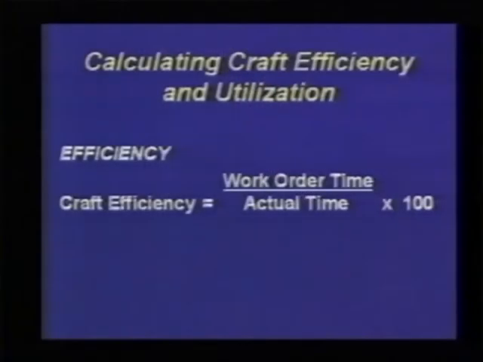Now, on page number 4 is the formula for craft efficiency, and as the formula indicates, the craft efficiency is equal to the work order time divided by the actual time on a task. Now, a task could be prep, it could be travel to, it is the actual time performing the work, and it could also be travel from.